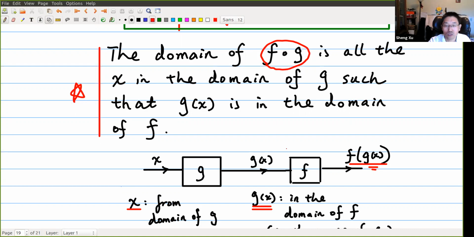So this is the statement here. The domain of f composite g is all x in the domain of g such that g(x) is in the domain of f. So you need to guarantee that too. You cannot choose all x in the domain of g, maybe just a part of them, such that g(x) makes sense for this f here. Does that make sense to you?